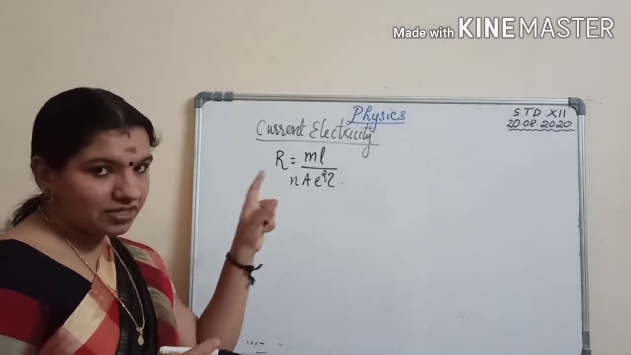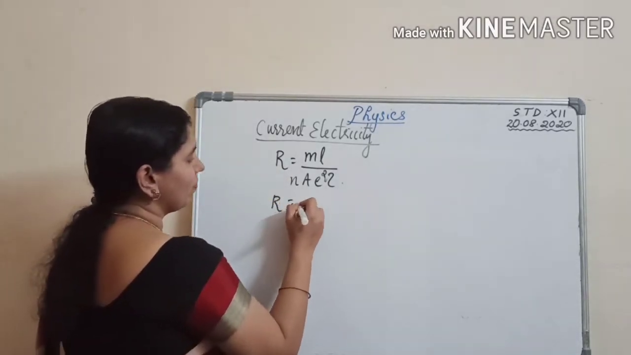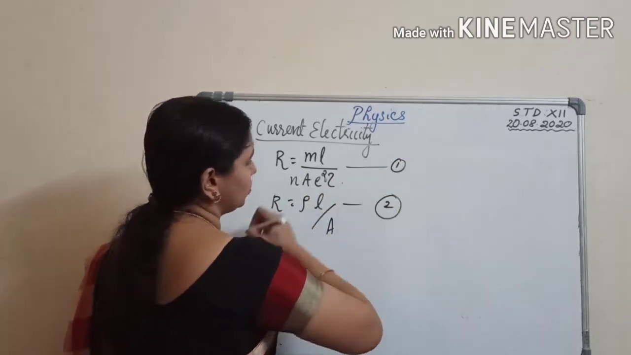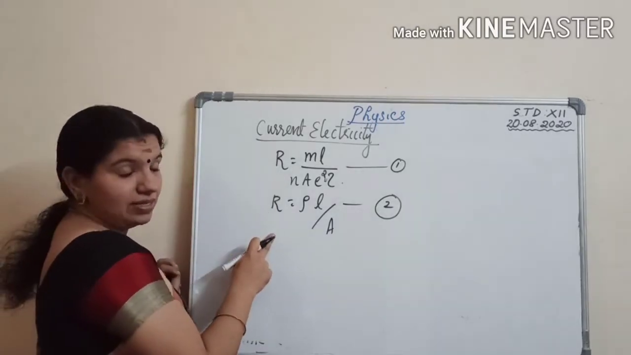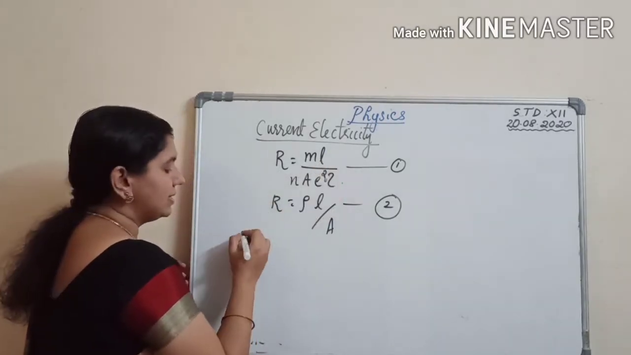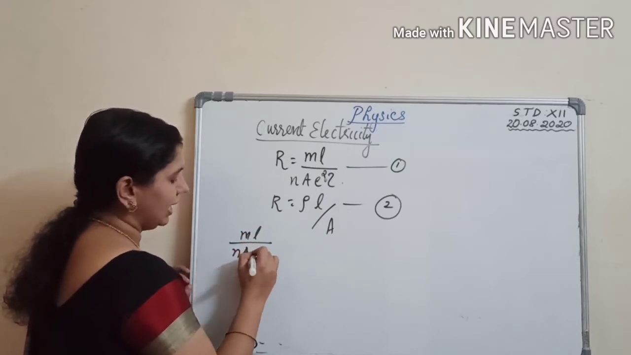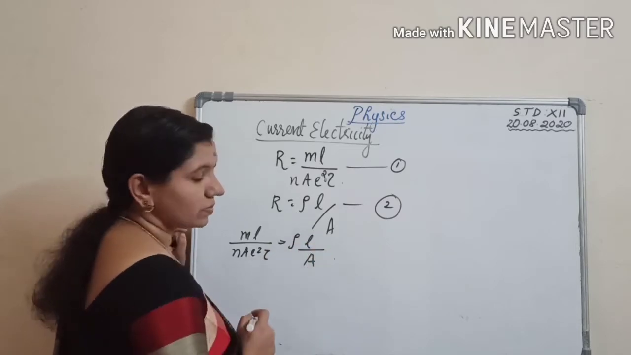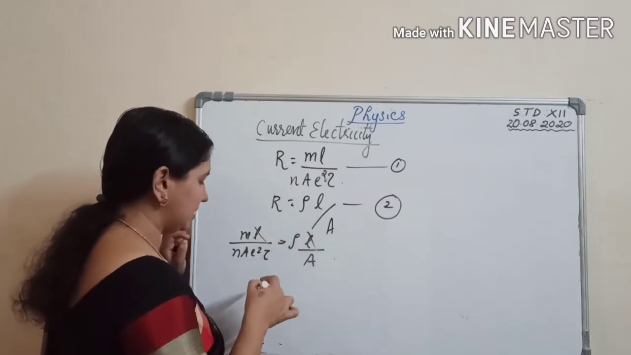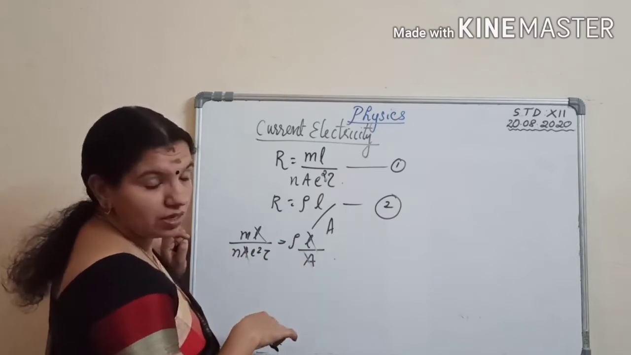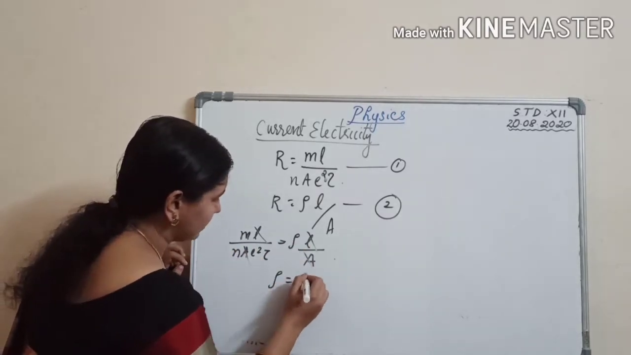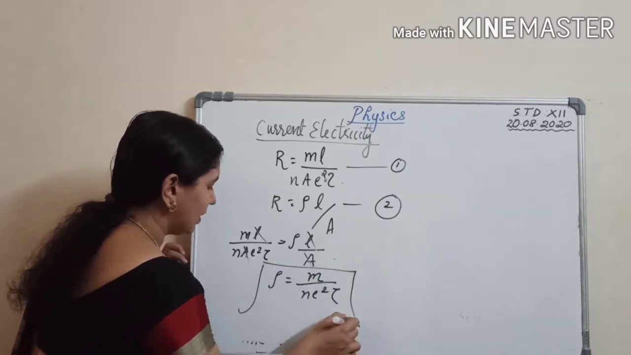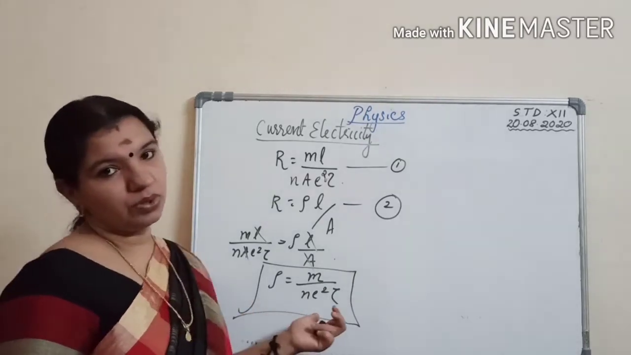So I am writing that equation also here, that is, R is equal to rho L by A. So equation number 1 and equation number 2. Clear? Now the left sides are equal, right? So I am equating the right sides also. That is, ml by N A E square tau is equal to rho L by A. L gets cancelled, then A also gets cancelled. So the final expression for rho is m by N E square tau. Again, important only, m by N E square tau.